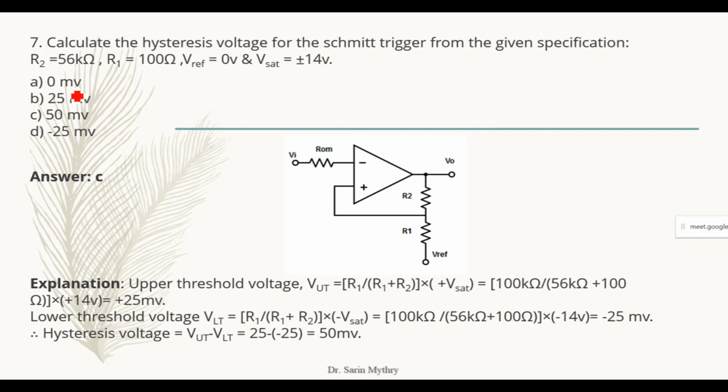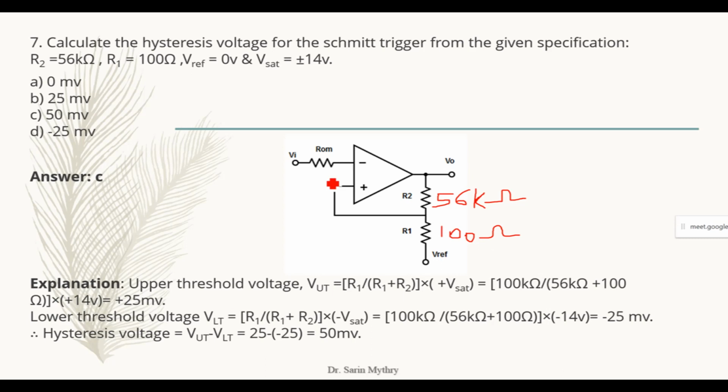Next one: calculate the hysteresis voltage for a Schmitt trigger from the given specification. What are the specifications? They have given a circuit to us. As per the circuit, your R2 is equal to 56 kilo ohms. The value of the resistor is given to us. And again, R1 is equal to 100 ohms.